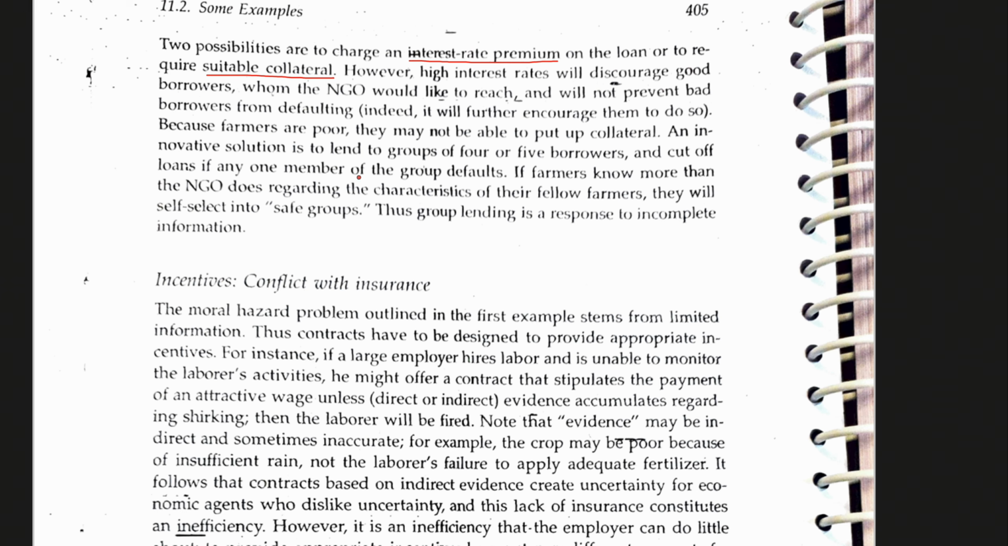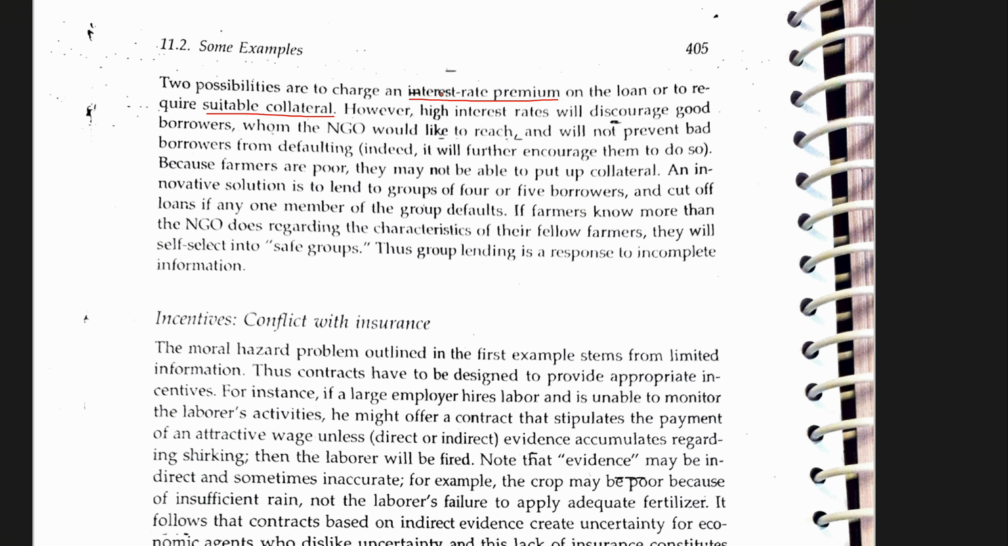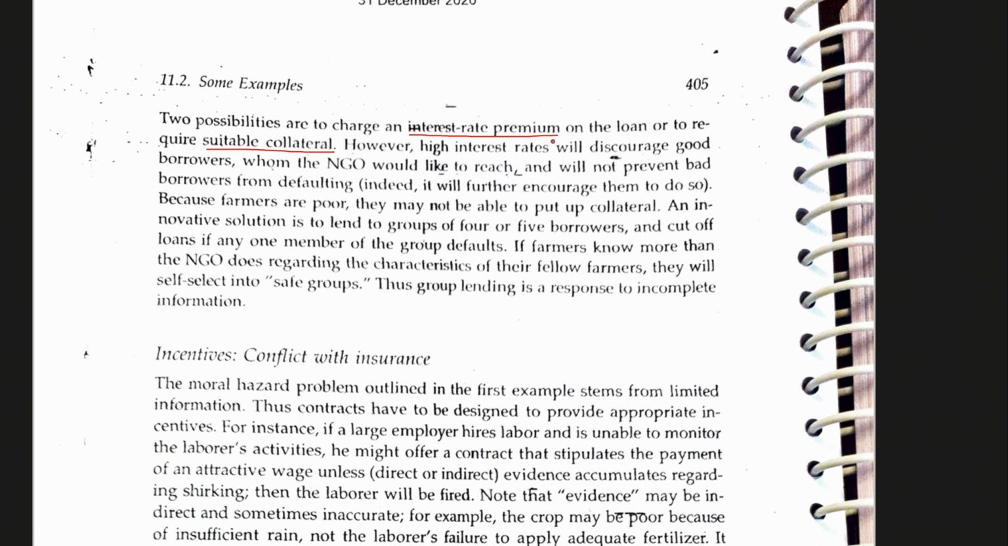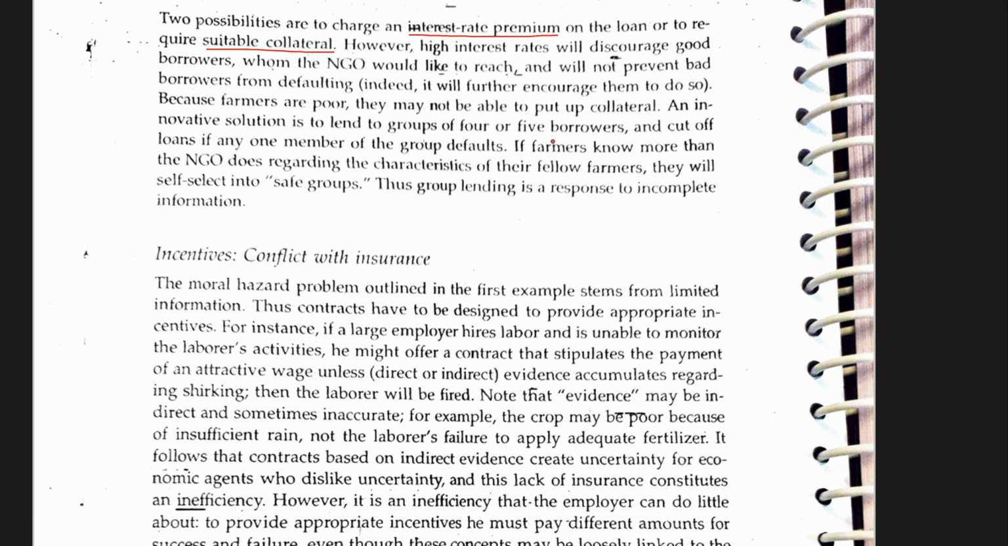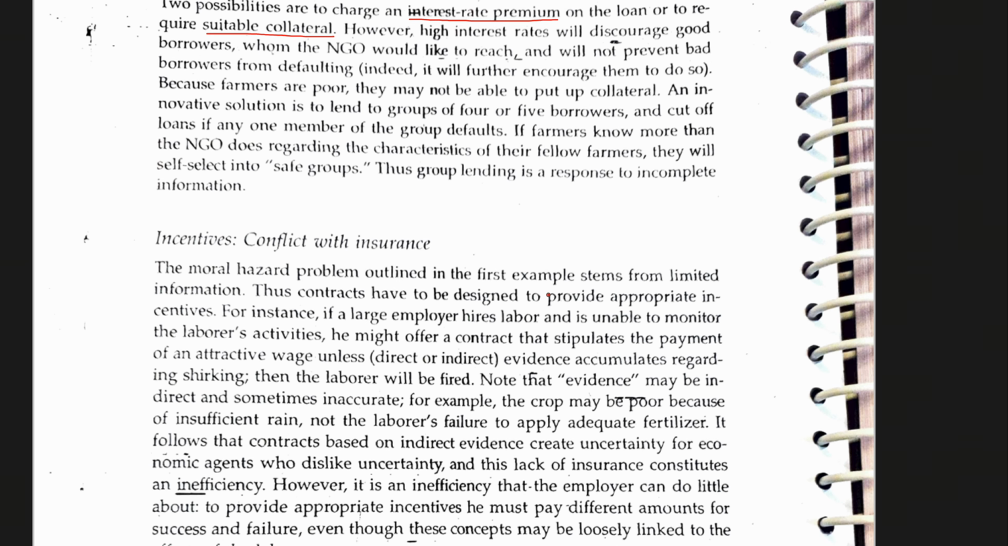Because farmers are poor, they may not be able to put up collateral. And the second thing is that if you're an NGO, you want to lend basically to the people who are not able to easily fend for themselves, who say do not have collateral. That's why they're reaching out to an NGO, not to say a bank, right? But if you require collateral, they're so poor that they don't even have it. So you're discouraging them as well. An innovative solution is to lend to groups of 4 or 5 borrowers and cut off loans if any one member of the group defaults.